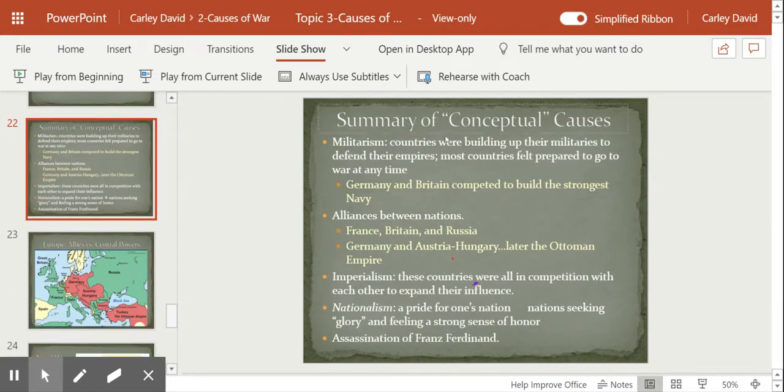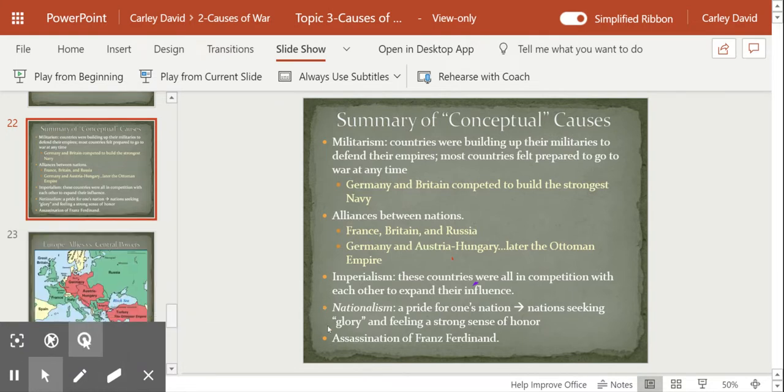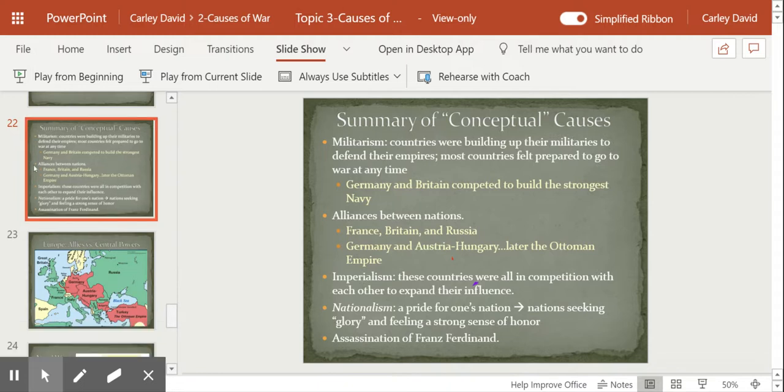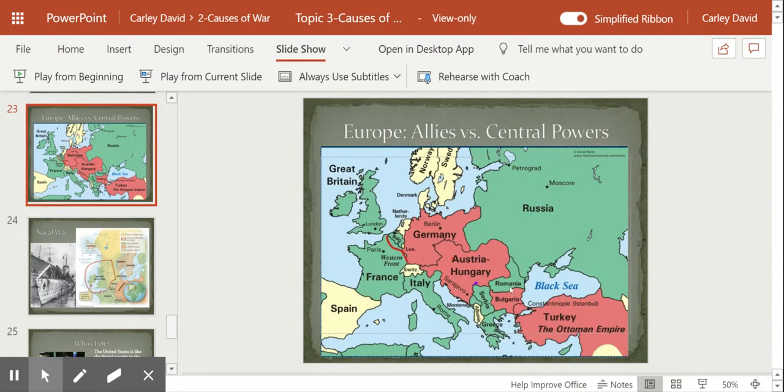Then we broke it down to these conceptual causes, which has the acronym MAIN: militarism, alliances, imperialism, and nationalism. So as long as you have an understanding of how you can fit different examples into these categories, you'll be in pretty good shape. But these are more the long-term causes. And then finally, I have this map here, which is in Teams, which shows you the different sides. But you just need to know the big countries on each side, like Russia, France, Great Britain, Italy, and then Germany, Austria-Hungary, and the Ottoman Empire.